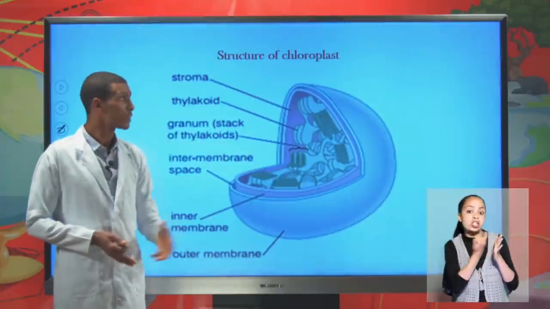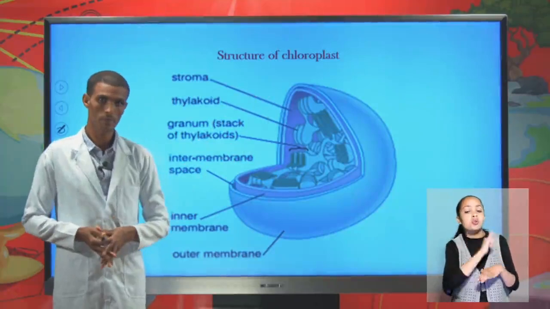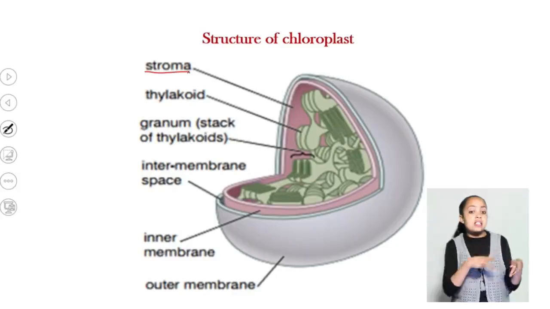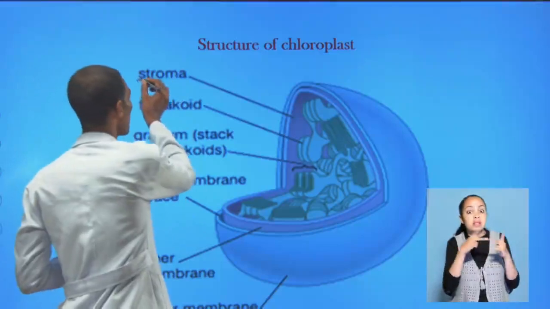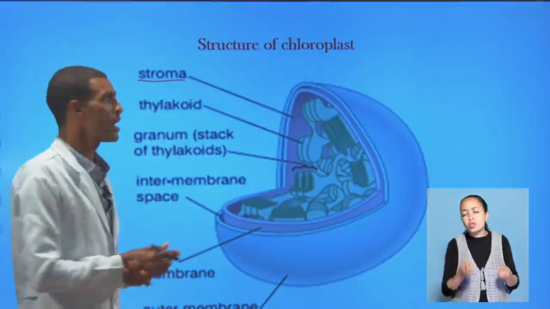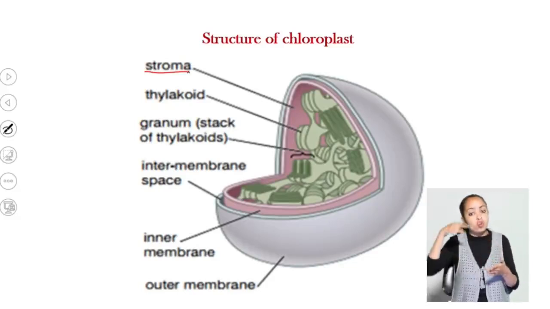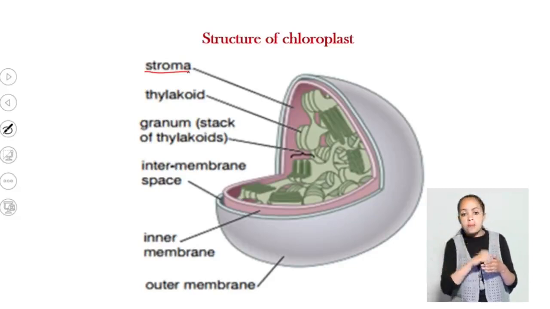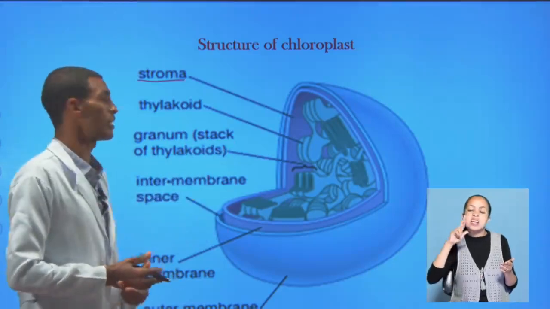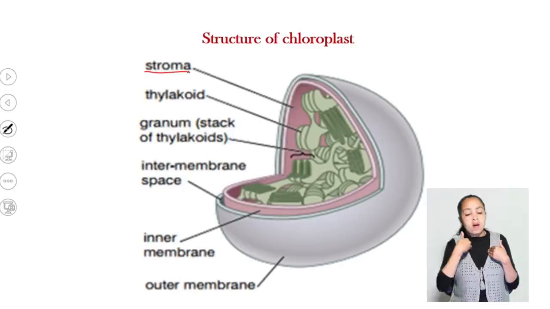Structure of the chloroplast. The chloroplast looks like this, where the site of photosynthesis takes place. The fluid stroma, where many enzymes are located, is where the light independent reaction and the synthesis of glucose take place. Also, there is the thylakoid membrane. There is the granum, which is a stack of thylakoid membranes. There is the intermembrane space, and the inner membrane and outer membrane can be found here.